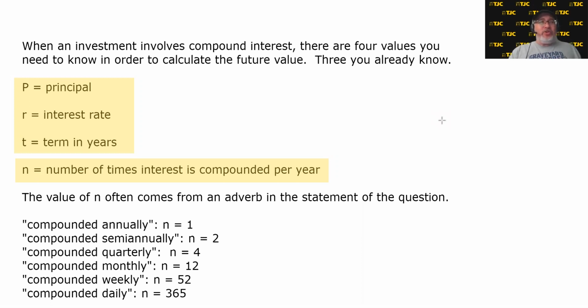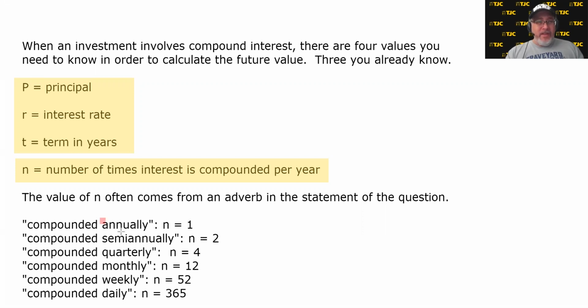Because unlike simple interest, we don't just wait till the end to calculate interest. For compound interest, we stop and calculate interest at regular time intervals, add that interest to the principal so that in the next time interval, our pile of money that's growing is bigger and therefore earns more interest next time. The value of N often comes from an adverb in the statement of the question. In case you've forgotten what an adverb is, it's a word that describes a verb, an adjective, or another adverb. You can spot a lot of them because they end in ly.